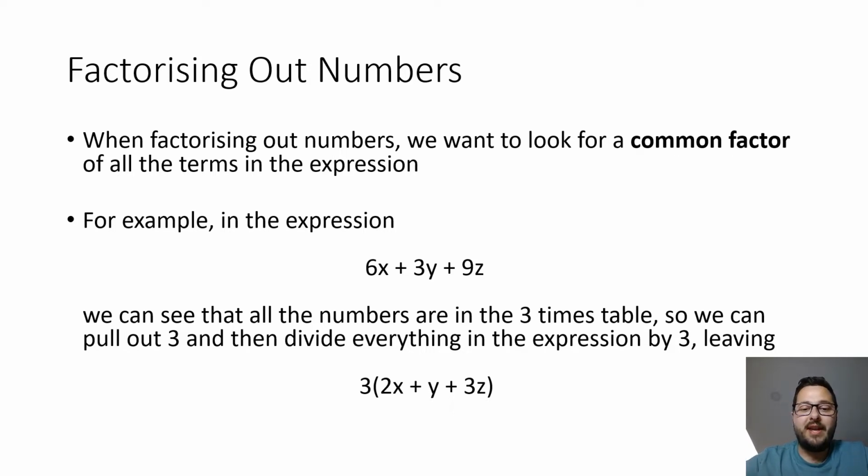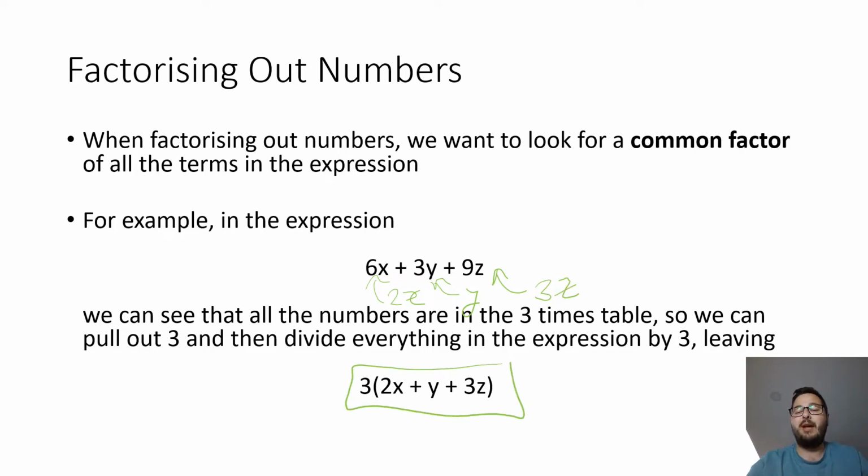So we pull out 3, and because we've factored that out, we need to divide everything in the brackets by 3. This 6x here, 6 divided by 3 is 2, and you leave the letter the same, so that's 2x. 3 divided by 3 is 1, so this is just going to be 1y on its own. And 9 divided by 3 is 3, so this is going to be 3z. And that's where this comes from. So you pull out the common factor and then divide everything in the brackets by the factor, and then you've done it. And you can always double check you've done it right by then expanding the brackets out.